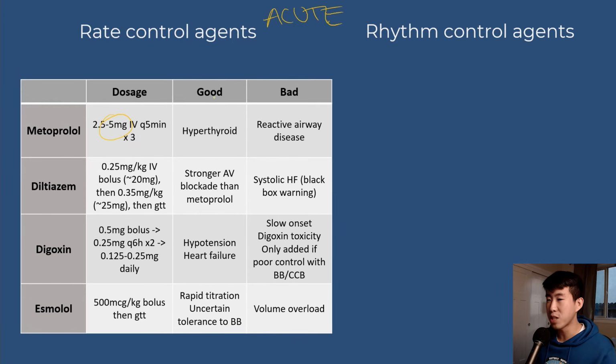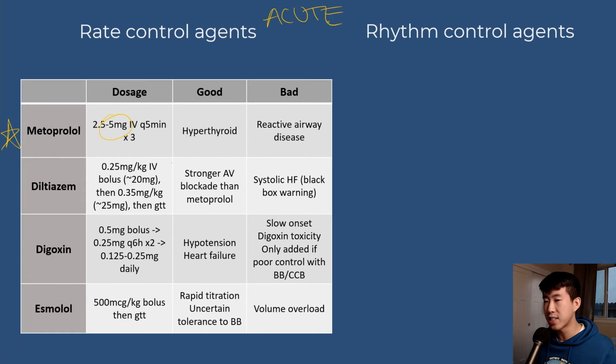The patient population which metoprolol is particularly good in is hyperthyroidism, because you're obviously blocking that peripheral conversion of T4 to T3. The patient population that you may want to consider avoiding metoprolol in is patients with reactive airway disease, because obviously you're giving them a beta blocker, whereas the treatment for reactive airway disease is actually a beta agonist. In general, I would say that metoprolol is kind of my go-to as the first agent I'd like to try, because it's just a very simple one to give and there's not too many side effects of giving it.